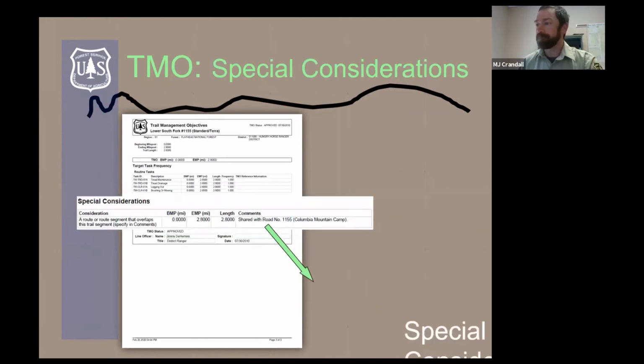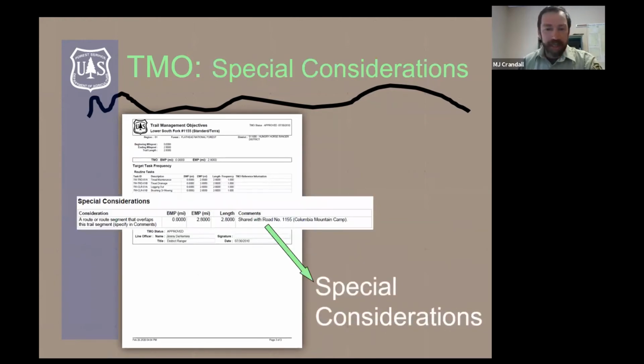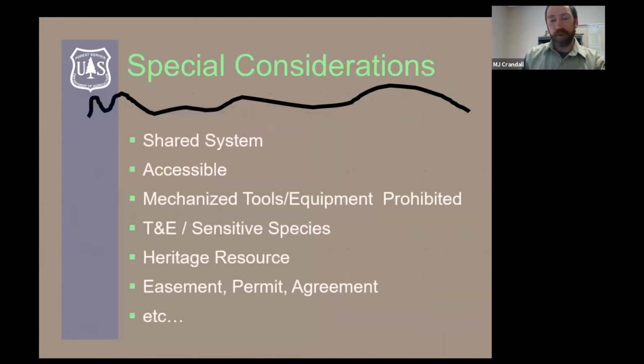Special considerations. So this basically allows us to put in, everything is pretty well prescribed, and there's lots of numbers and categories for much of the TMO. This is a chance to put a little bit of the art into it. Like, is there something in here that we just can't capture in this form? How do we capture that? So this is basically the comment section. So it might be a shared system. It might be accessible in some way.